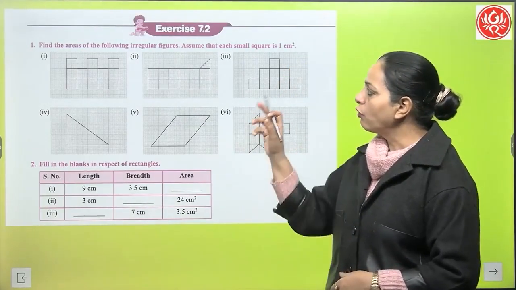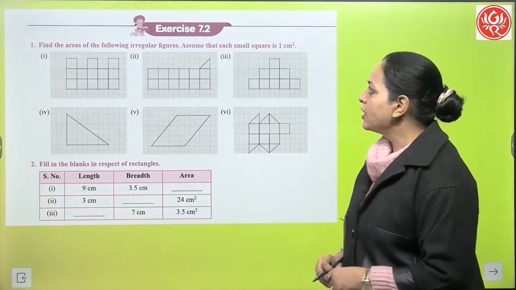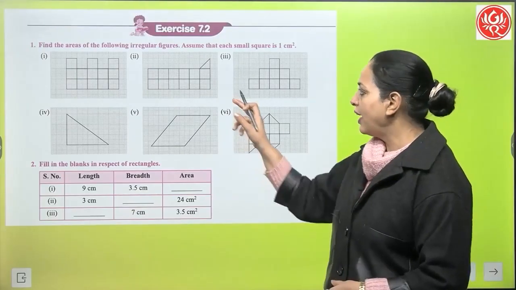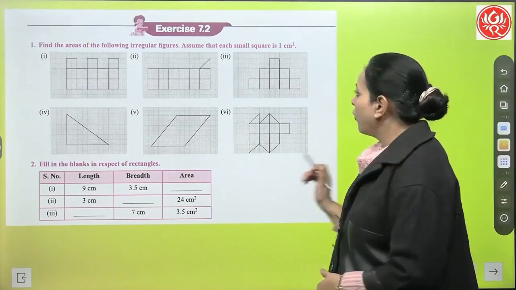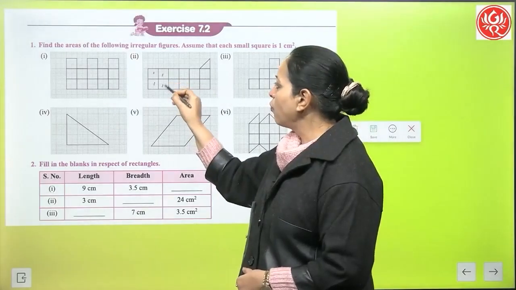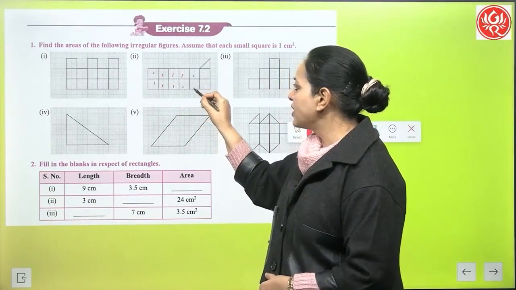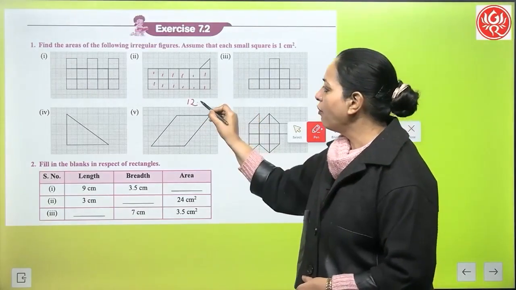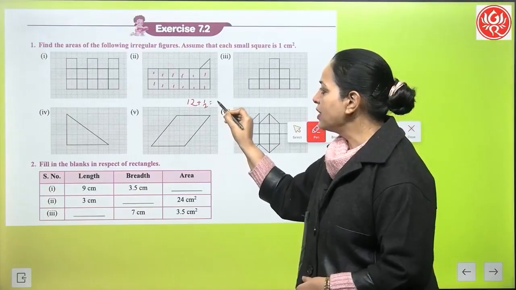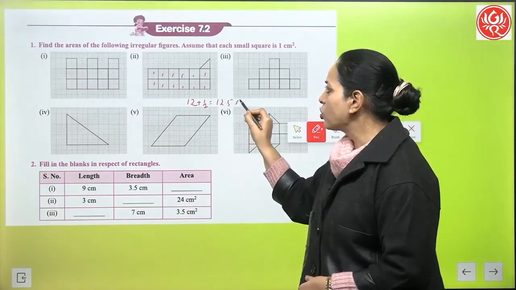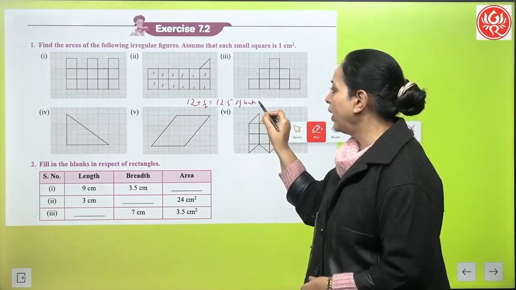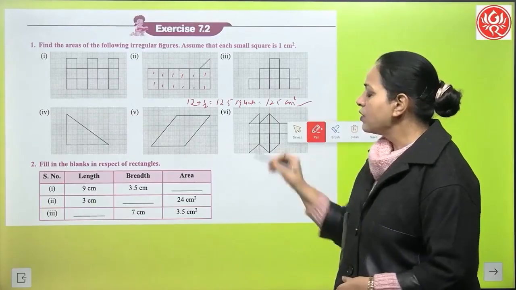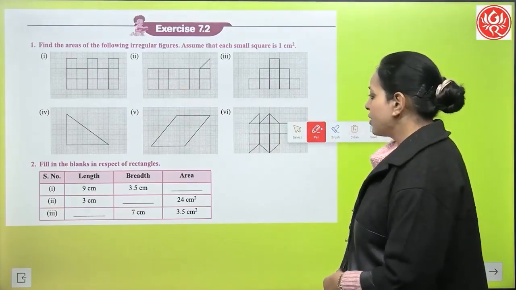Now exercise 7.2 based on such type of examples like question number 1. Find the areas of the following irregular figures. Assume that each small square is 1 centimeter square. Like the second one, आप count करोगे fully filled 1, 2, 3, 4, 5, 6, 7, 8, 9, 10, 11, 12. So 12 and 1 is half. So 12 and half means 12.5 square units, or you can write 12.5 centimeter square. Similarly, you can try remaining parts, right?